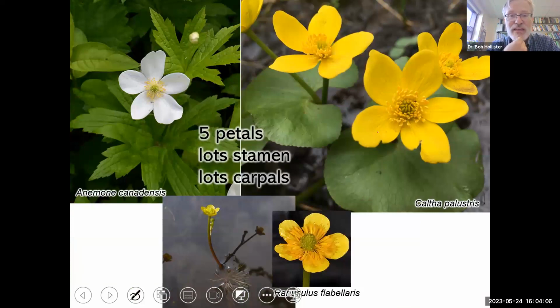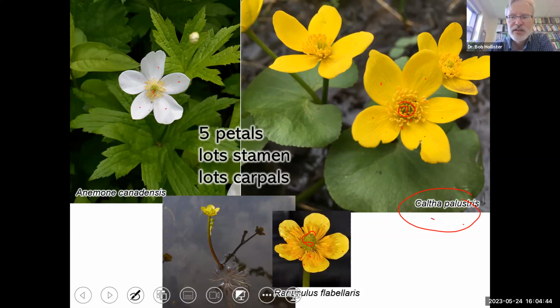So the three that are pretty common in wetlands, Caltha palustris. Look at those carpels, right? You can see the carpels. The buttercup, you can really see the carpels. It's harder to see in the anemone just because it's smaller, but there's lots of little carpels. And then there's tons of stamen, lots and lots of stamen. And then there's 5 petals that are quite pretty, right? 5 petals, quite pretty. That makes them good Ranunculaceae.